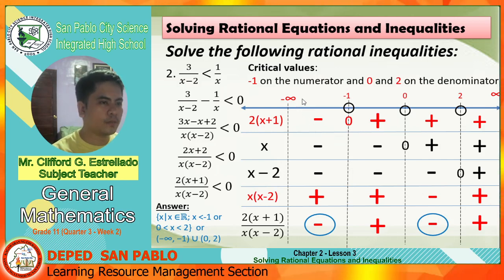So, let us now write the solution set. x such that x is an element of all real numbers wherein x is less than negative 1 or x is greater than 0 but less than 2 for the set builder notation. And for our interval notation, we can write it as open parenthesis, negative infinity, negative 1, close parenthesis, union with open parenthesis 0, comma 2, close parenthesis.